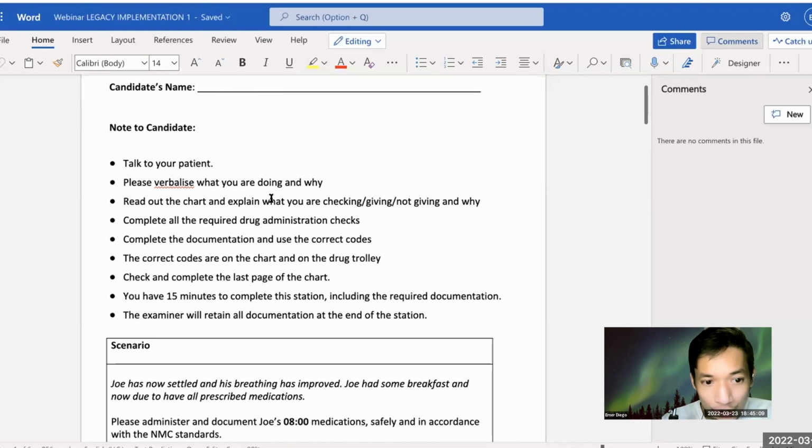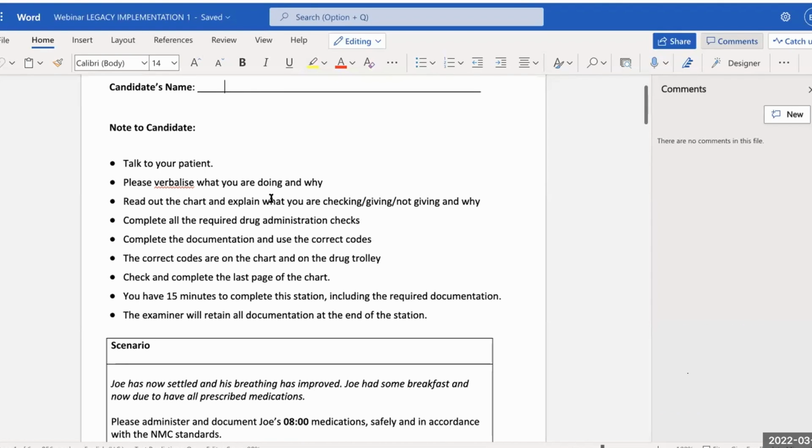Next is to check and complete the last page of the chart. So it's part of your 15 minutes. Documentation is part of your 15 minutes. You have 15 minutes to complete the station, including the required documentation. The examiner will retain all your documents at the end of the station.